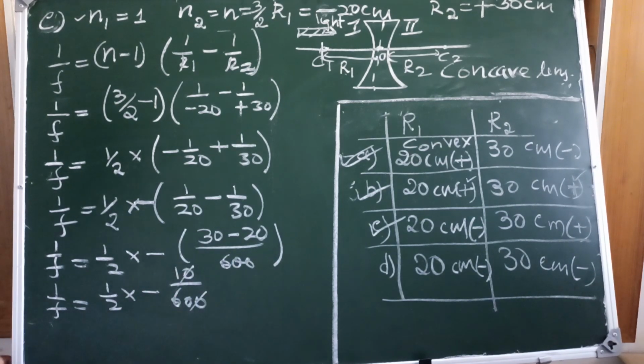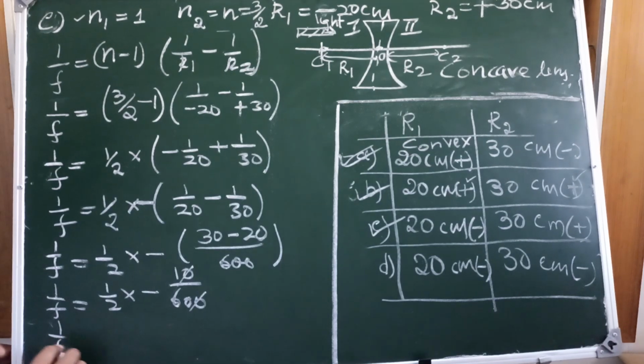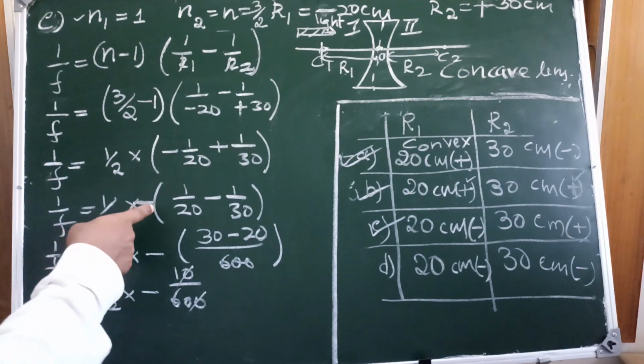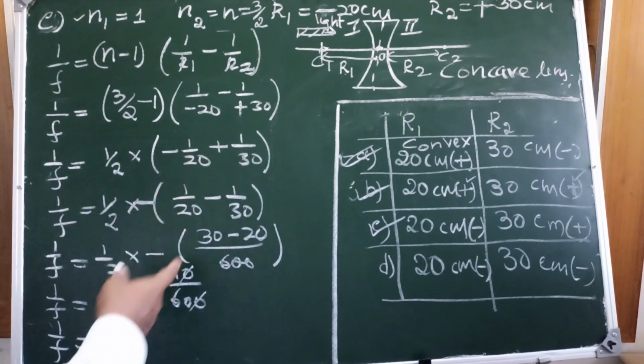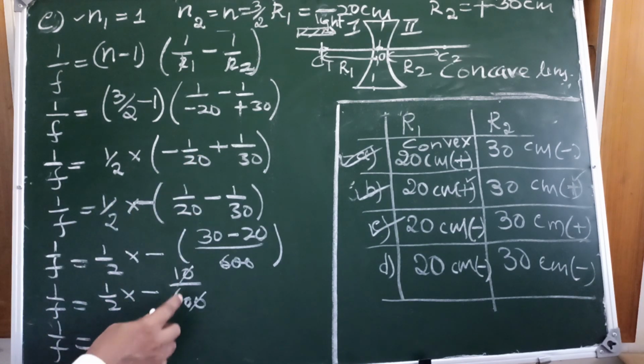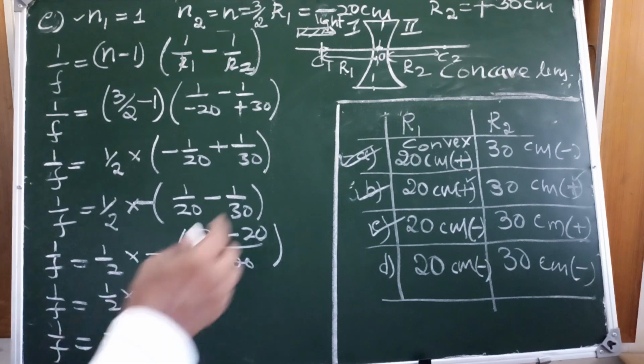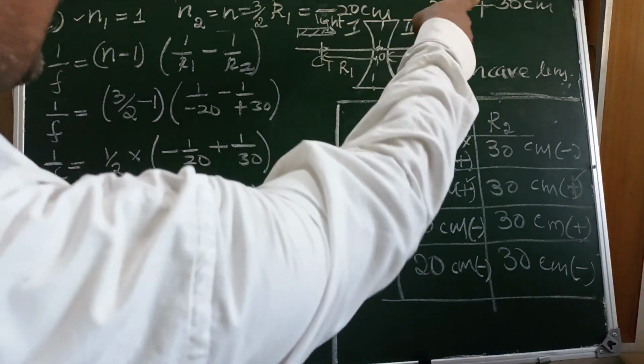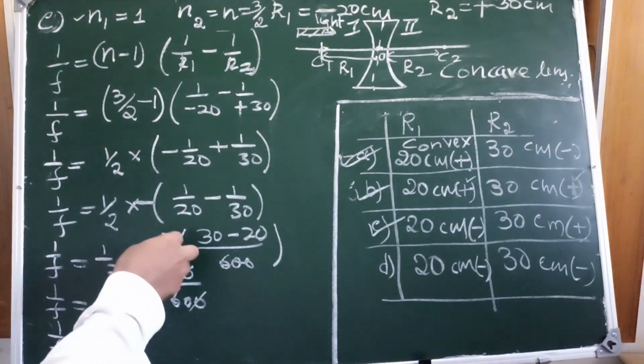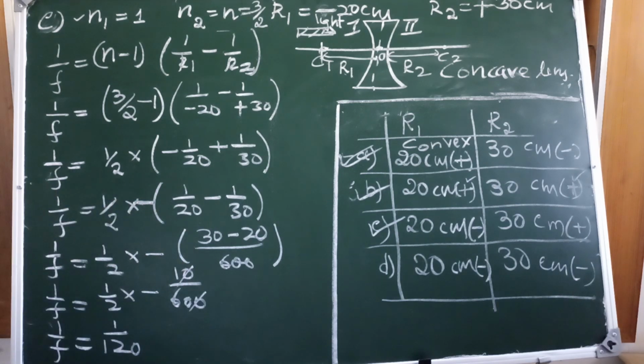Again it gets cancelled. So you are getting here 1 by f is equal to, again here you can write minus 1 by f is equal to 1 by 120. Okay, you can write here R1 negative, R2 positive. So you can simplify here, the minus we have taken outside.